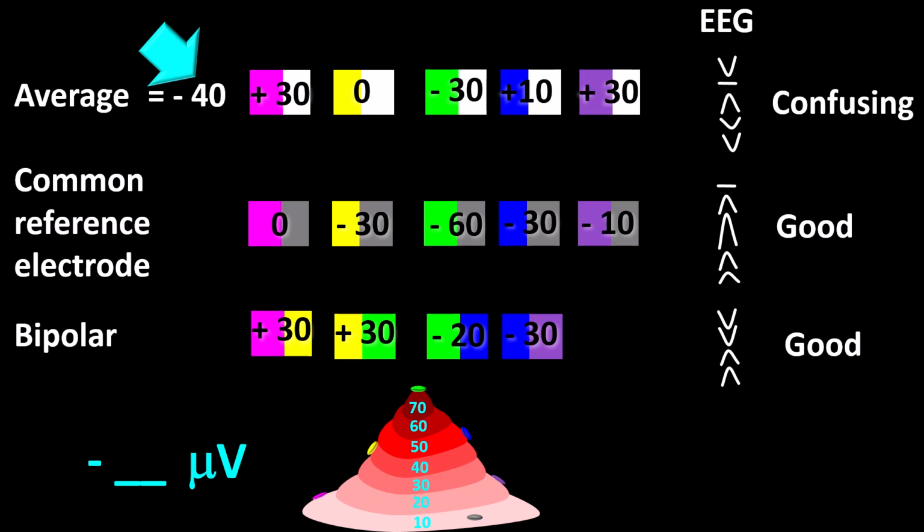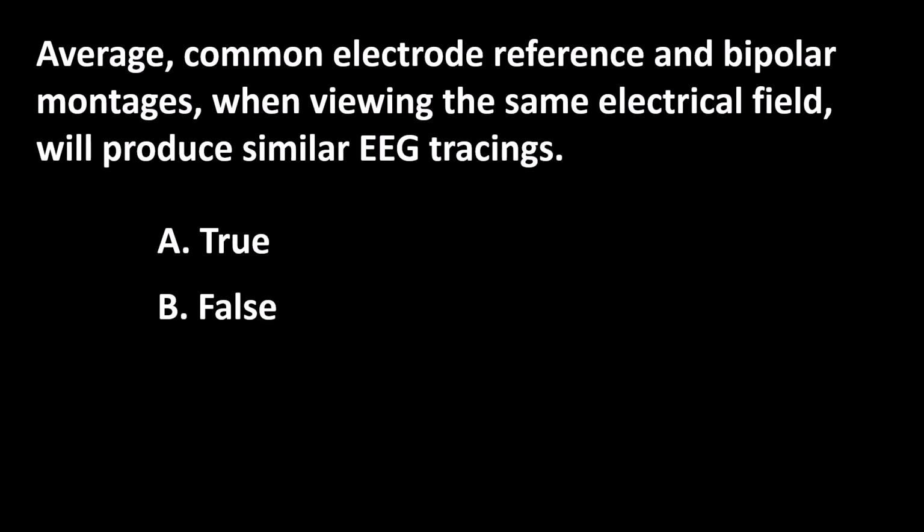Using the average montage, we would take as the average reference to be negative 40. As the reference is going into the differential amplifier through input 2, what will happen will be that it will have to be subtracted from the voltage entering input 1. So this will require more complex mathematical operations and will yield a very confusing EEG pattern. So the answer to this question is false.